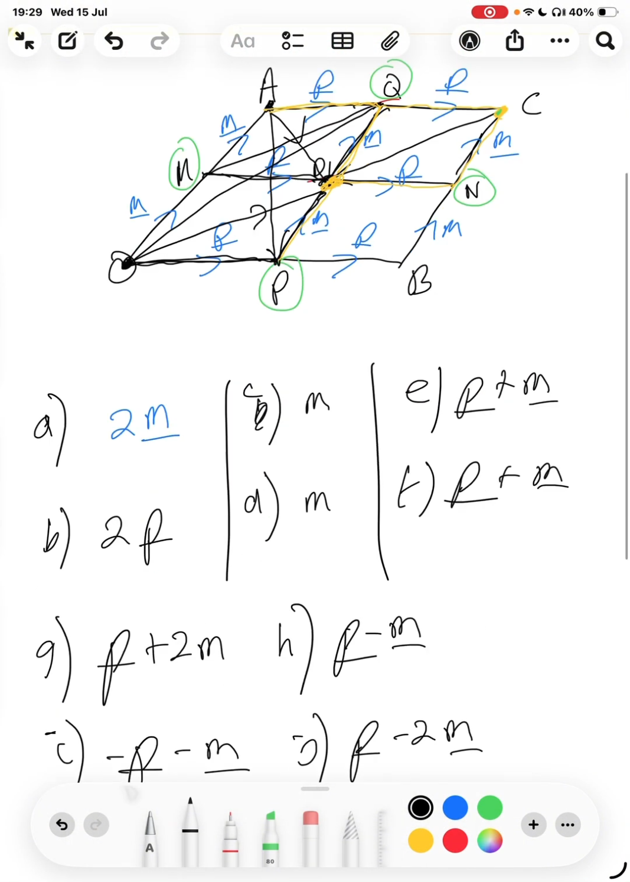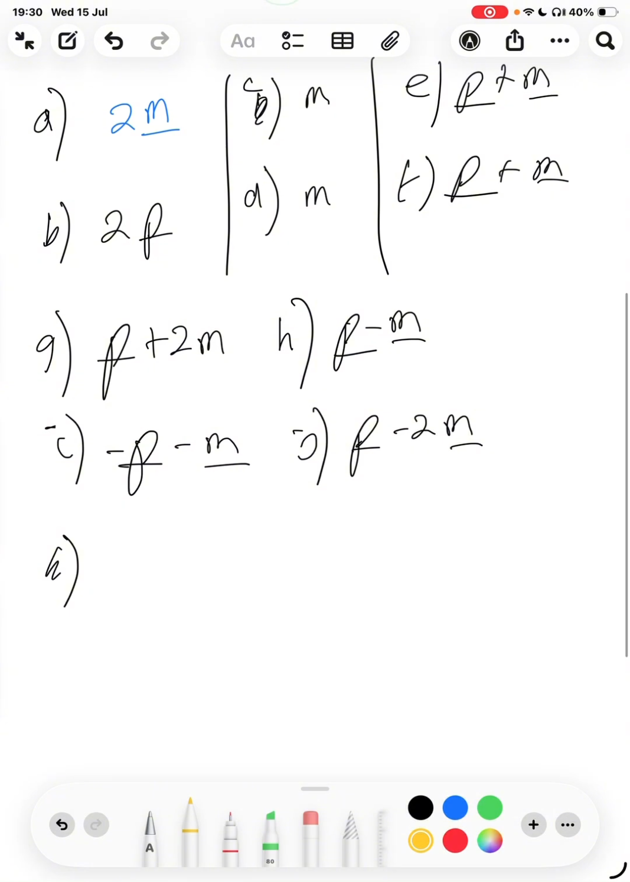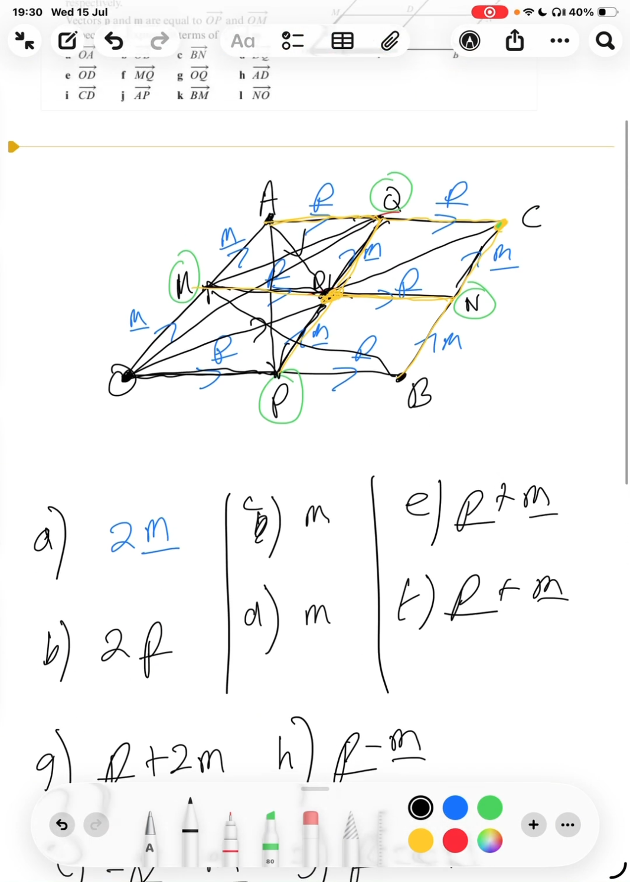Now B to M. We're starting at B, and now we are going to M. This diagram started to get confusing, but we're doing the same things. B to M will go up 1M, but then we're taking away 2P. So M take away 2P.